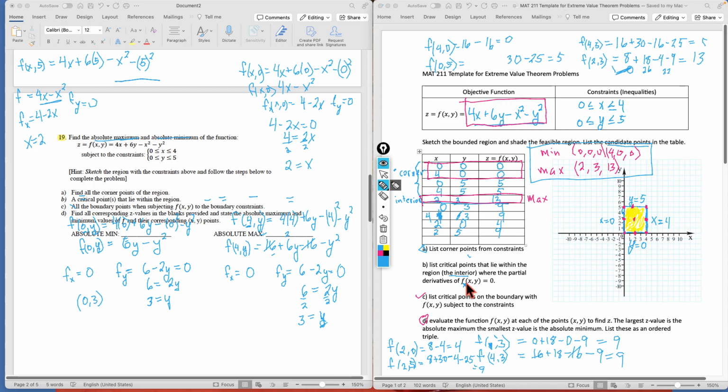All right, so again, let me know about this template if you have some ideas that might work better, but give it a try. Either have it to the side and go through, but that's the process you've got to go through. Get the corner points, get the interior points, get the boundary points, find all the z values. The biggest one is your max, and the smallest one, that's your min.